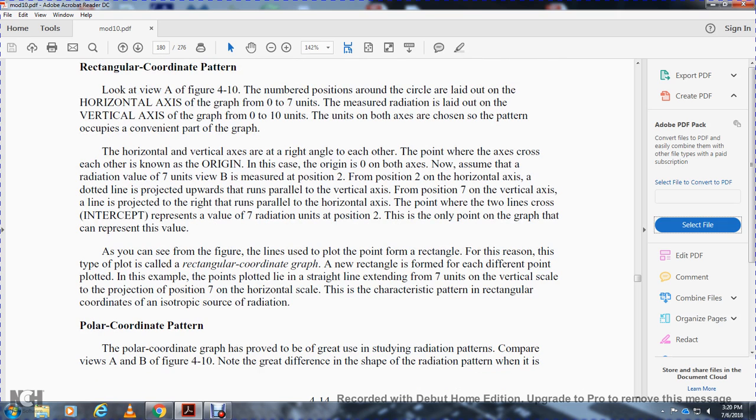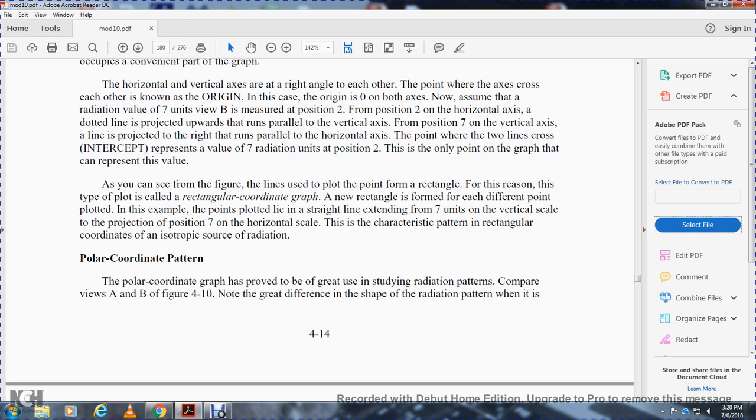As you can see, the lines allow you to plot the point in a rectangle. For this reason, this type of plot is called a rectangular coordinate graph. Rectangles are formed with each of the different points of the plot. For example, the points are plotted in a straight line, with 7 units on the vertical scale projected from position 7 on the horizontal scale. This is the rectangular coordinate pattern of an isotropic source of radiation.